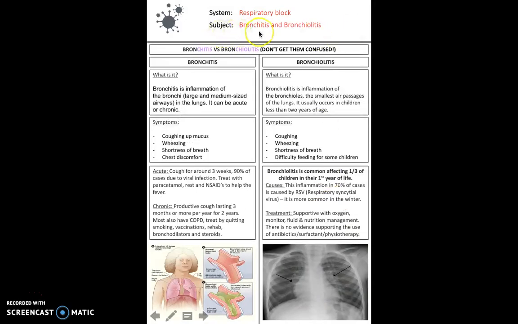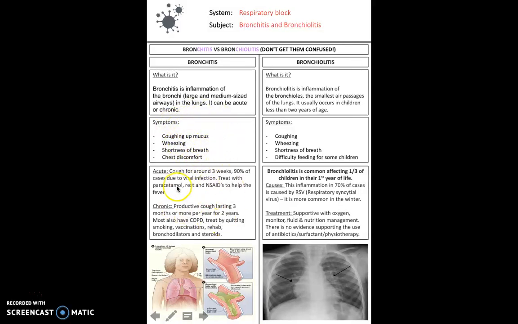Two cases left, so you've got bronchitis and bronchiolitis, and it's important not to get these confused. Bronchitis is an inflammation of the bronchi, which are the large and medium-sized airways in the lungs, and it can be acute or chronic. On the other hand, bronchiolitis is an inflammation of the bronchioles, the smallest air passages of the lungs, and this usually occurs in children that are less than 2 years old. The symptoms are quite similar for both: coughing, wheezing, shortness of breath, but in bronchitis they'll cough up mucus.